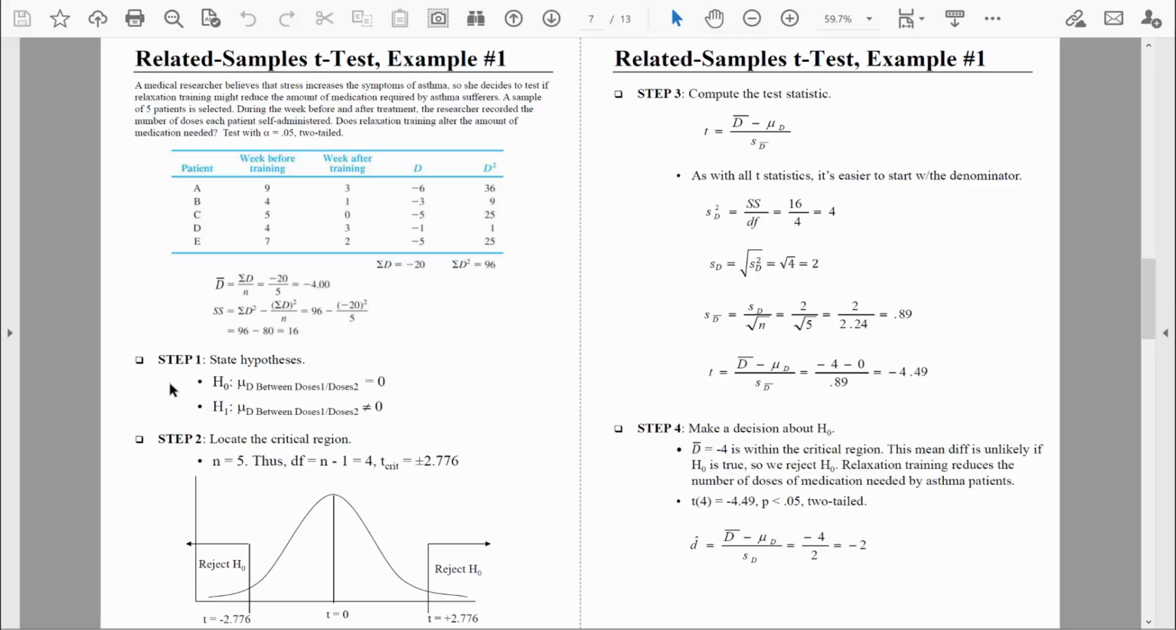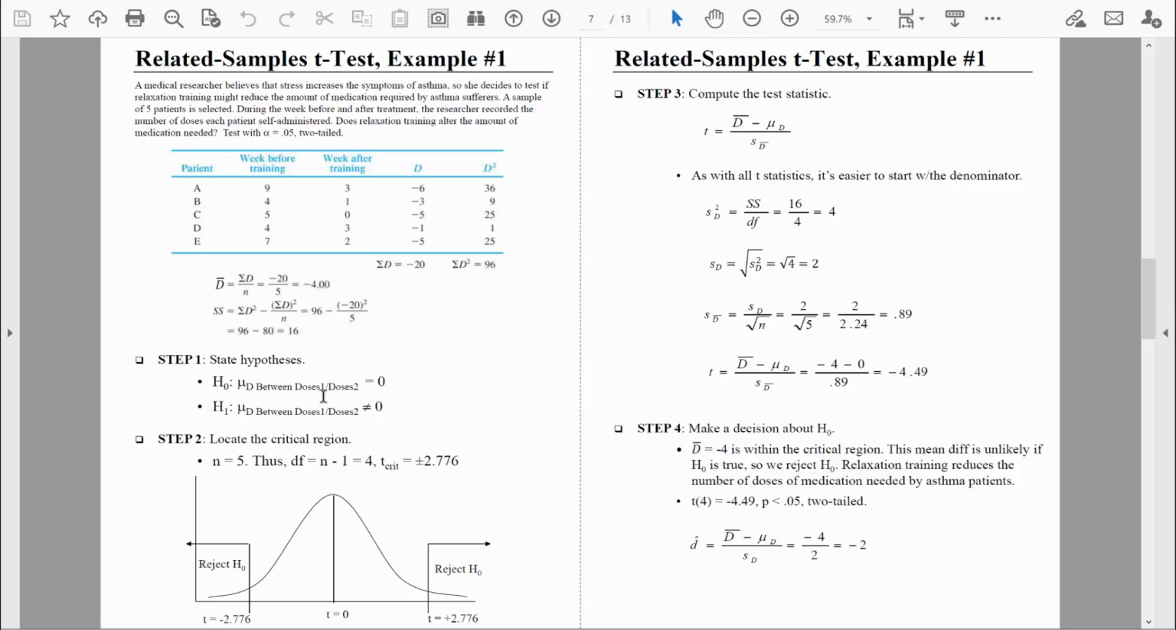Of course, in step 1, we state our hypotheses, and we have 2 competing hypotheses. Our null hypothesis always states some form of saying there's no effect. In this case, the most appropriate way to think about it is there's no difference from time 1 to time 2. The alternative hypothesis, of course, will state that there is a difference. So here's an example for how we can write that. The null hypothesis would state that the population mean difference in doses from time 1 to time 2 equals 0. In other words, there's no difference in doses. The relaxation training had no effect on the number of doses the patients self-administered.